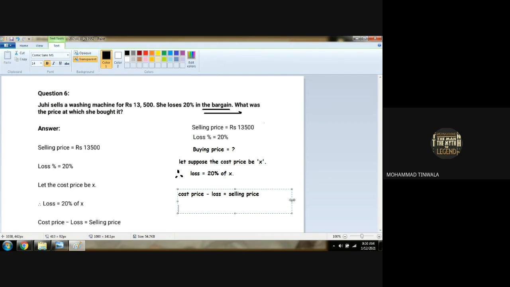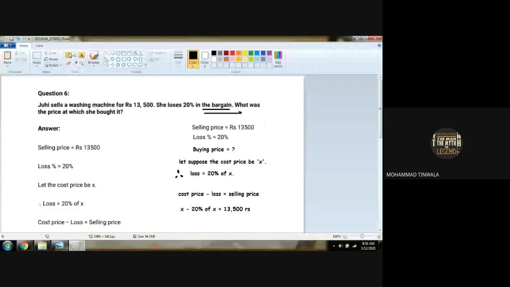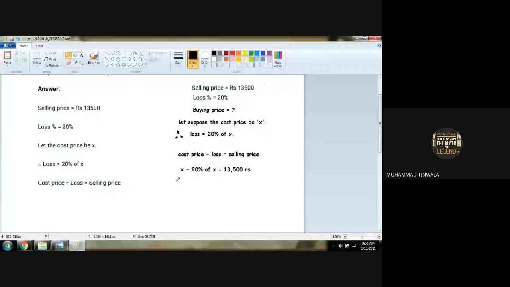Now cost price is what? What we got as the cost price? We have supposed it as X. Yes or no? And loss is 20% of X. Am I right? Is equal to selling price, which is 13,500 rupees. Do you have any doubt up till this statement that we did here?